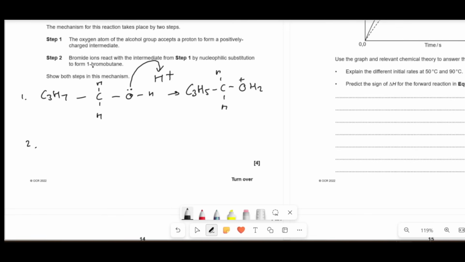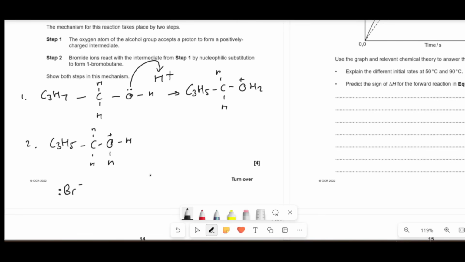Step 2 then says bromide ions react with this intermediate from step 1 and produce, via nucleophilic substitution, this thing. Fine. So draw out the steps first that you know you definitely have going on. I'm going to just write the H's out like this: we have this intermediate from before. And they've told us that bromide ions are going to react.